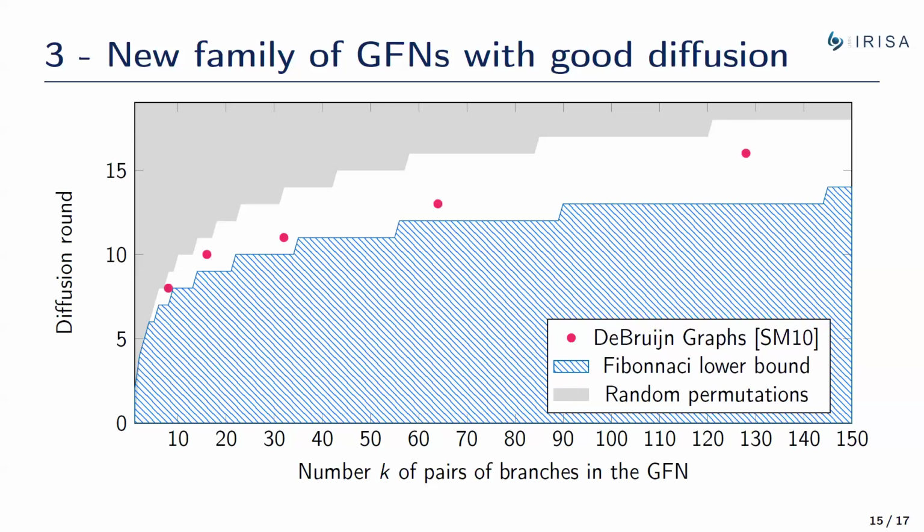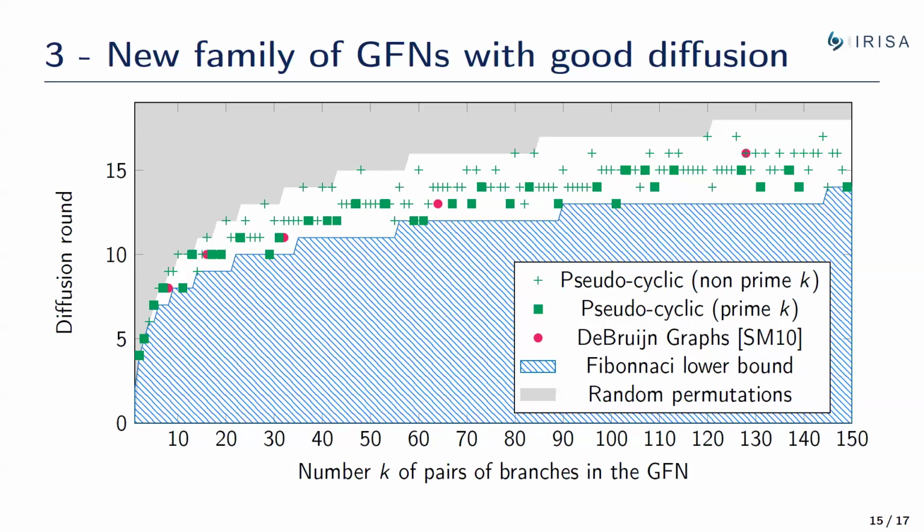So there has been a previous family of permutations with good diffusion rounds that is based on De Bruijn graphs, but it works only for a number of pairs of branches that is a power of 2. We introduced a new family that we call pseudo-cyclic permutations that works for any number of pairs of branches and behaves well regarding diffusion properties. It seems to behave the best for a number of pairs of branches that are prime. So we mark them with squares here, and it even reaches the lower bound several times.